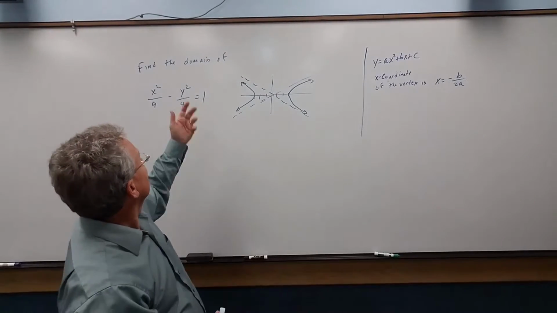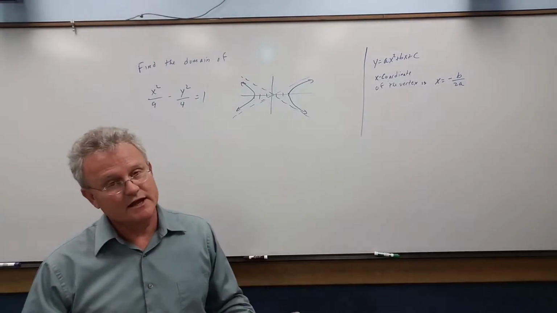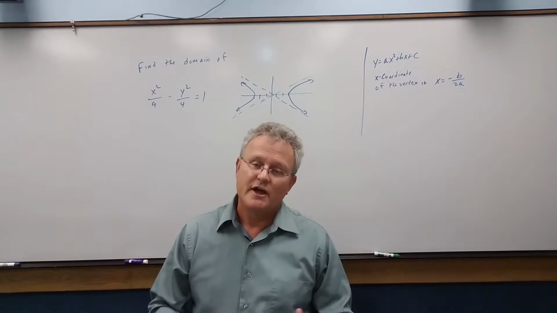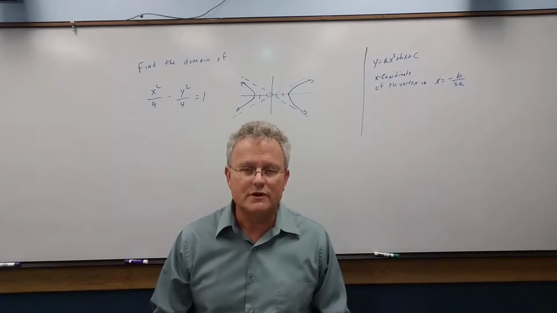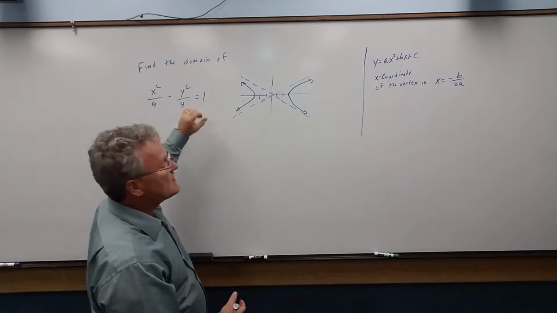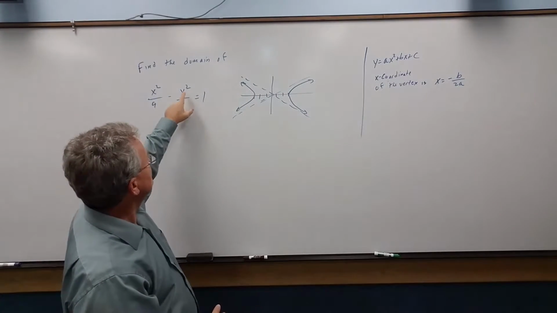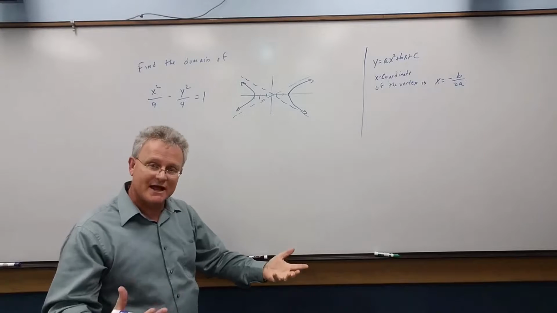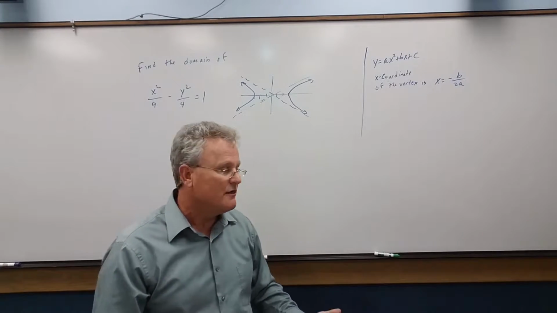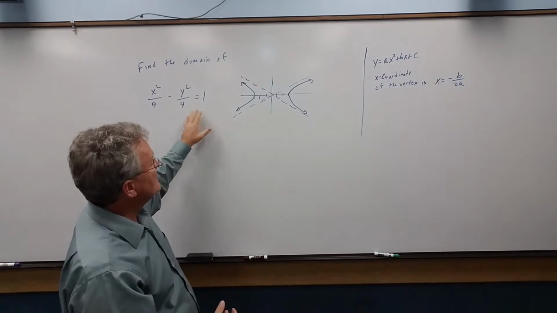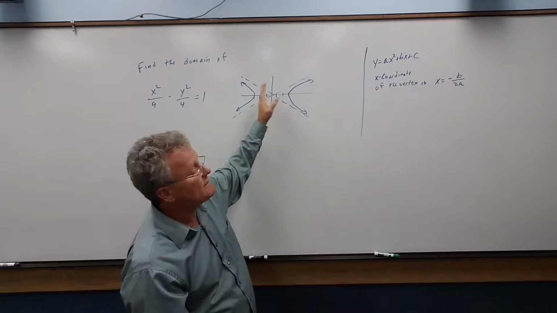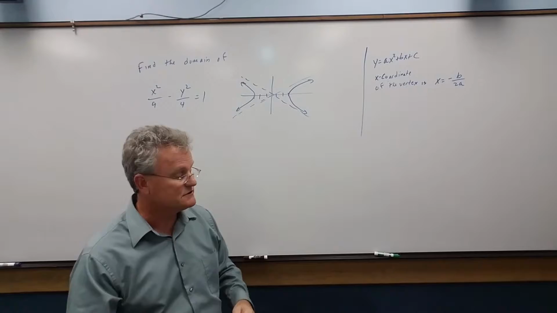So when I cover hyperbolas, and like I did with ellipses, I like to have students find the domain for a few reasons. A, it helps with solving equations. Two, it helps with the plus and minus, the square root property. And three, it helps them remember the domain. The domain are the x values, and it's the x values for which the graph exists.